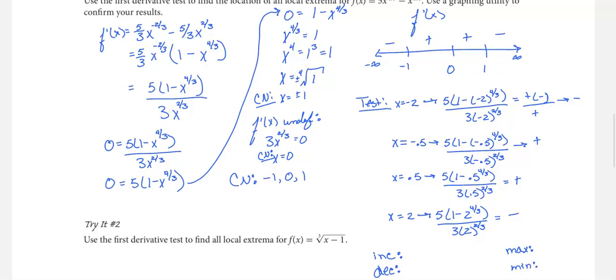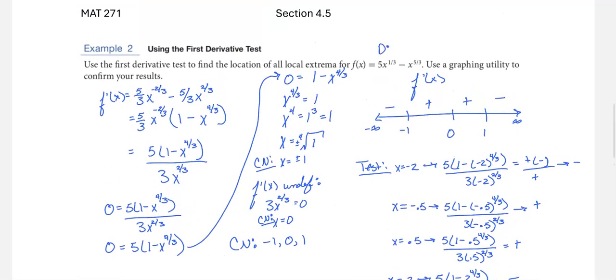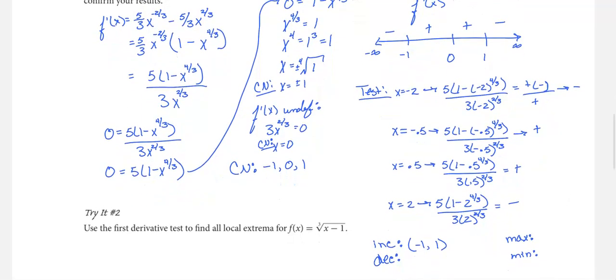So we are increasing where we're positive, so from negative 1 to 0 and from 0 to 1. Now keep in mind the domain of this function is all real numbers. We do not have any vertical asymptotes that would split this graph into pieces. So instead of saying from negative 1 to 0 and 0 to 1, we can just smush those together and go from negative 1 to 1. Notice when we're writing those increasing, decreasing intervals, we are using parentheses and not brackets.